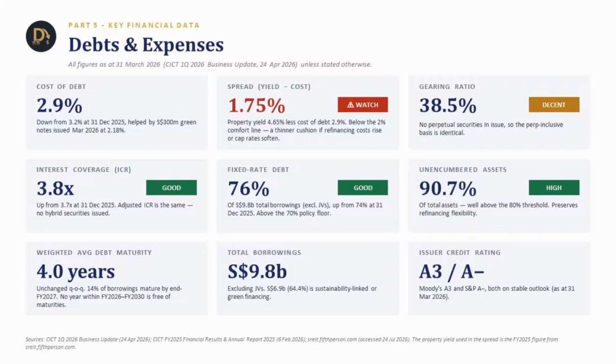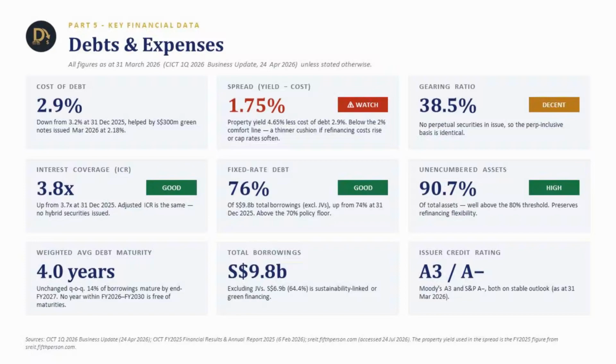Okay, let's look at the leverage ratios surrounding that debt. The gearing ratio is sitting precisely at 38.5%. And it notes that because there are no perpetual securities in issue, the perp-inclusive basis is identical. Which confirms there are no hybrid equity maneuvers artificially depressing the stated leverage. It's a clean 38.5%. And the interest coverage ratio, or ICR, is detailed at 3.8x, which is an improvement from 3.7x at the end of 2025. Adjusted ICR remains identical, again, due to the absence of hybrid securities.